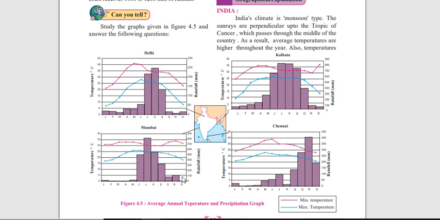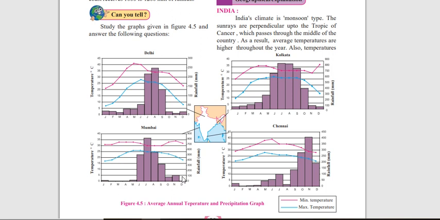Based on the temperature and rainfall of Mumbai, comment upon its climate. The average range of temperature in Mumbai is between 16 degrees Celsius and 34 degrees Celsius. That is, it is hot and humid here. Mumbai gets rainfall in June, July and August. It rains heavily in July.